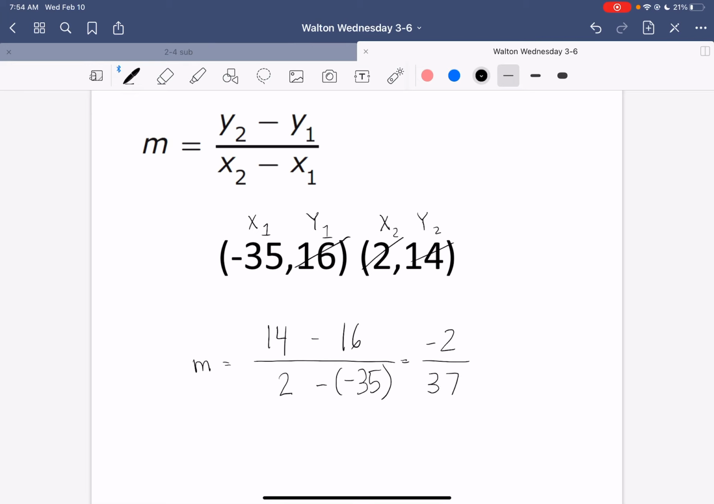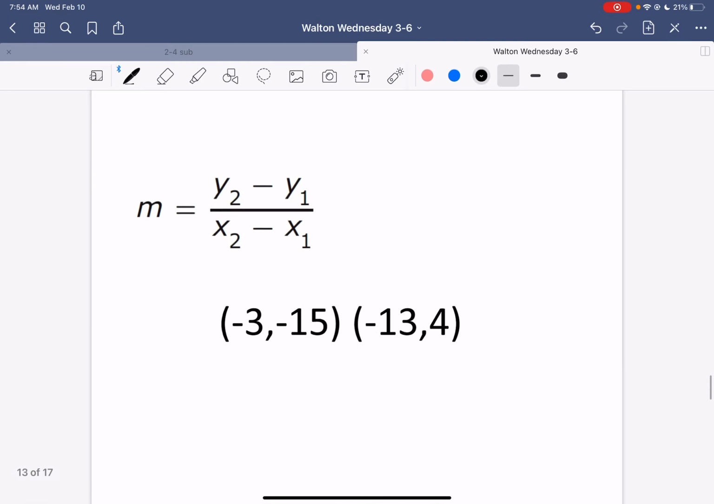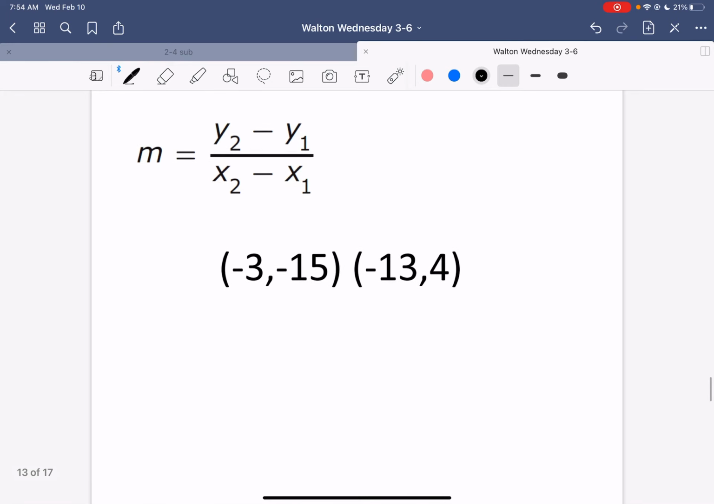Okay, so this is kind of a weird slope that we see here, but it's possible. We already have our negative. This cannot be simplified anymore, so that is your slope. Okay, oh, I forgot to mark that one off. All right, so I'm going to scroll up. Okay, so I'm going to set this one up for you.